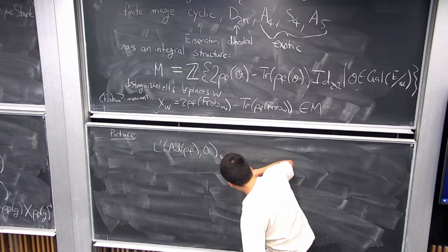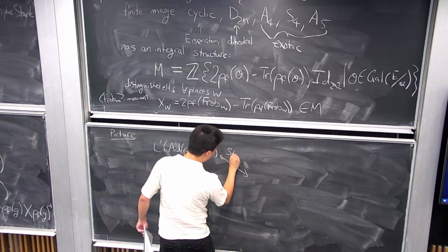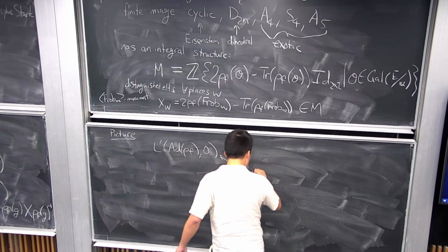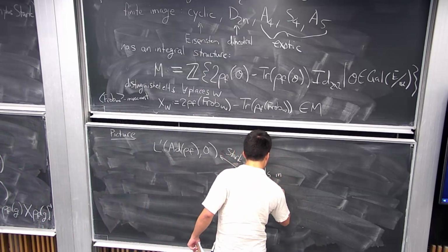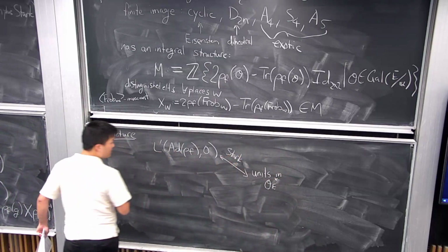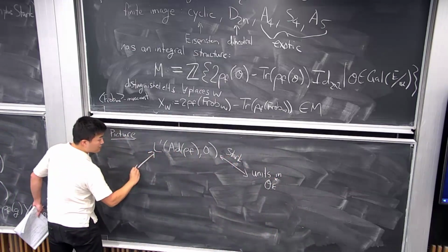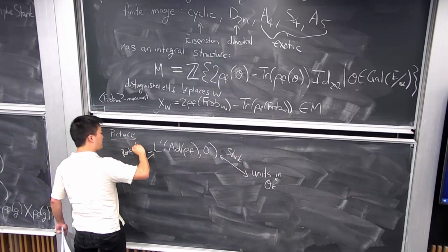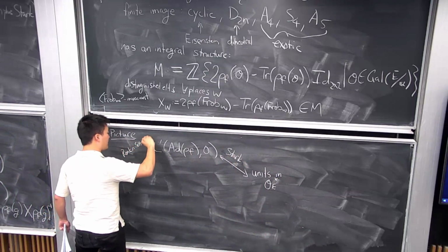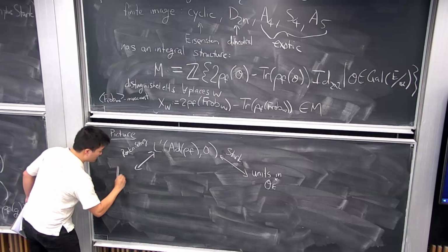And the conjecture of Stark relates this to particular units in O_E cross. By the Rankin-Selberg method, I can relate this L value to the Petersson norm of F.